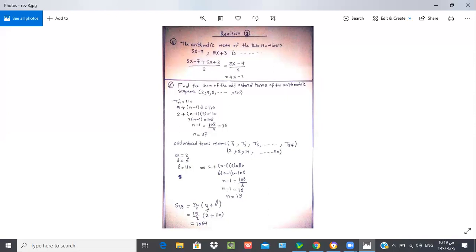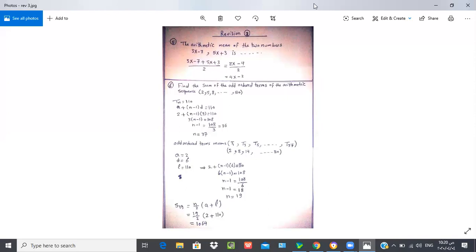And here is another rule. I said before, you can use this rule if you know the first and the last term. The first and the last term. So it will be here 19 over 2 multiply 2 plus 110. It will be 1064.